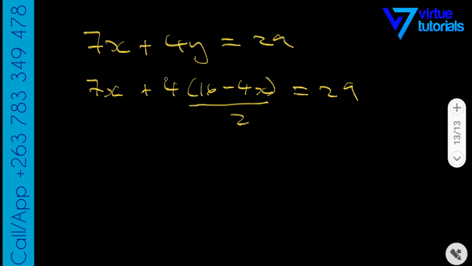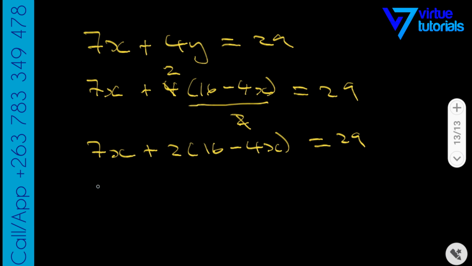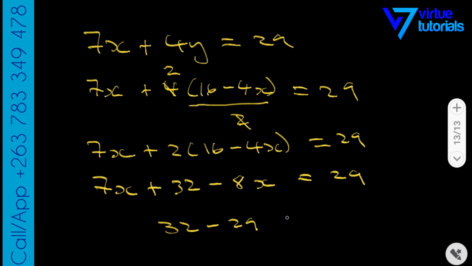2 into 4 gives me a 2 there. So 2 cancels off, get a 2 there. So 7x plus 2 times 16 minus 4x is equal to 29. So continue, 7x plus 32 minus 8x is equal to 29. So collect everything in x on one side. So I take these two that other side, bring 21 this side. 32 minus 29 is equal to 8x minus 7x. Then I'll get 3 is equal to x.